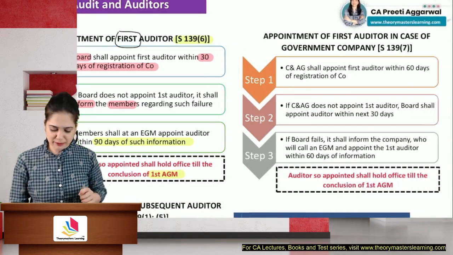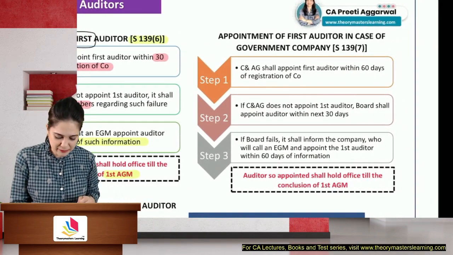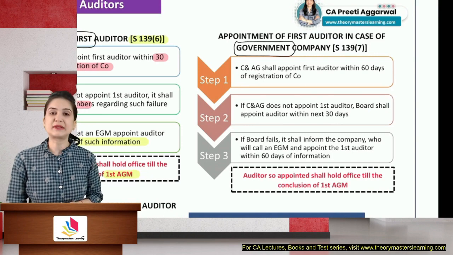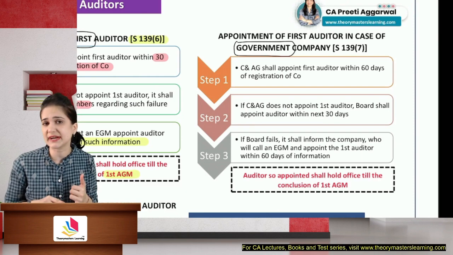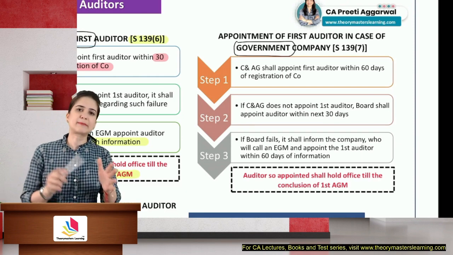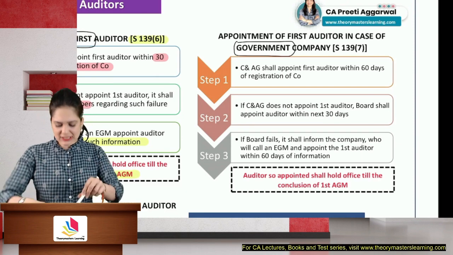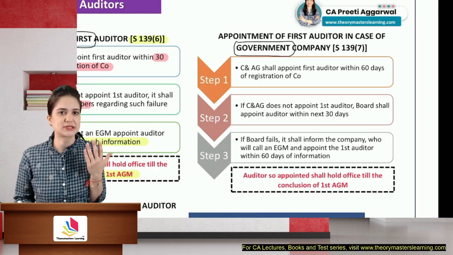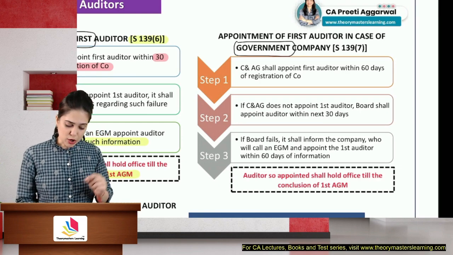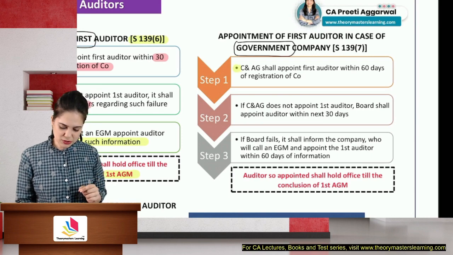But what about appointment of first auditor in case of a government company, or a company which is either owned or controlled directly or indirectly by central government, one or more state governments, partly by central, partly by state government? So these are the provisions which apply to appointment of first auditor, section 139 subsection 7. The Comptroller and Auditor General of India. So this is to be highlighted.